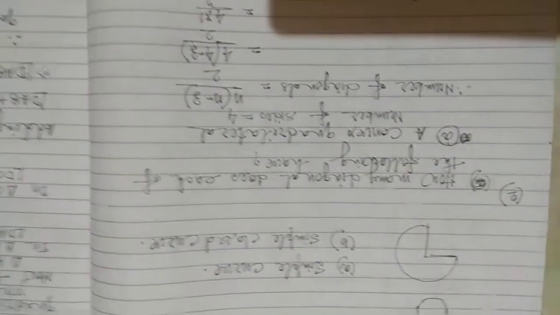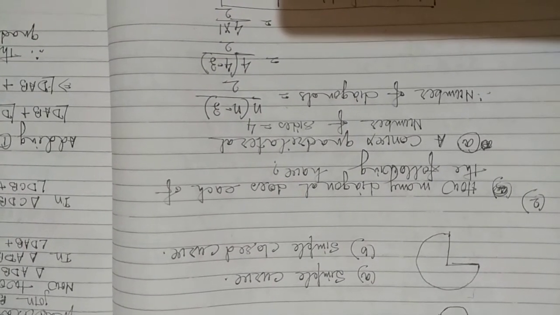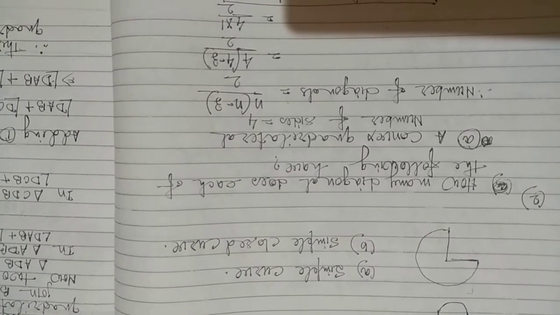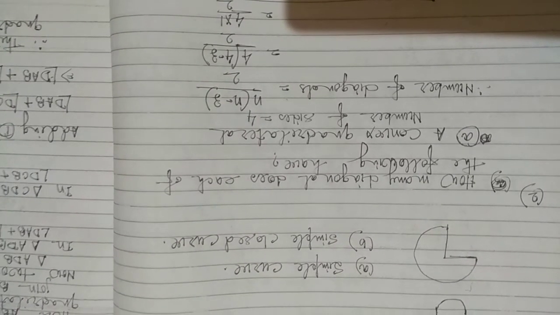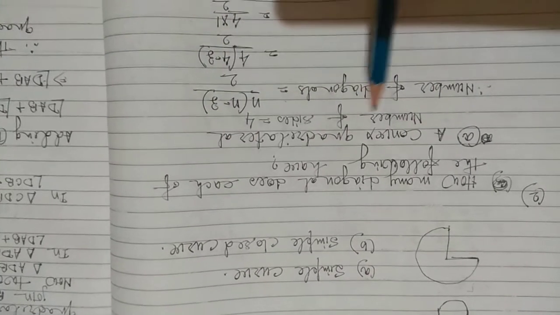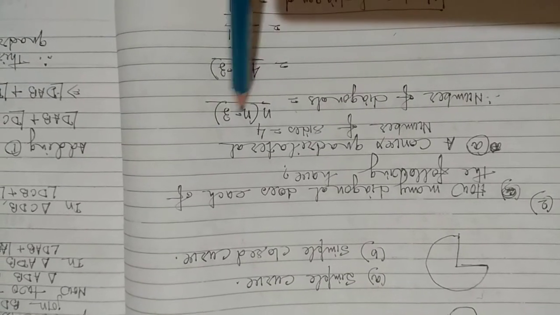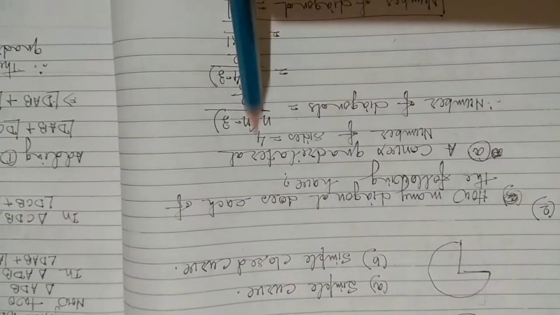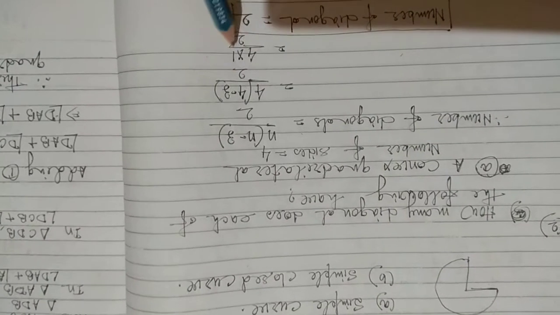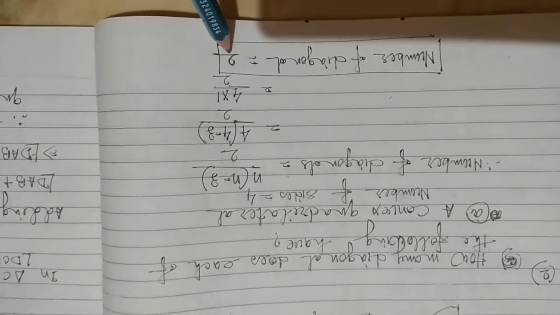Next, question number 2. How many diagonals does each of the following have? First is A, a convex quadrilateral. In a convex quadrilateral, the number of sides is 4. So the number of diagonals equals n into n minus 3 by 2. Here n equals 4. So 4 into 4 minus 3 by 2. After that, 4 into 1 by 2, which is equal to 2. So the number of diagonals is 2.